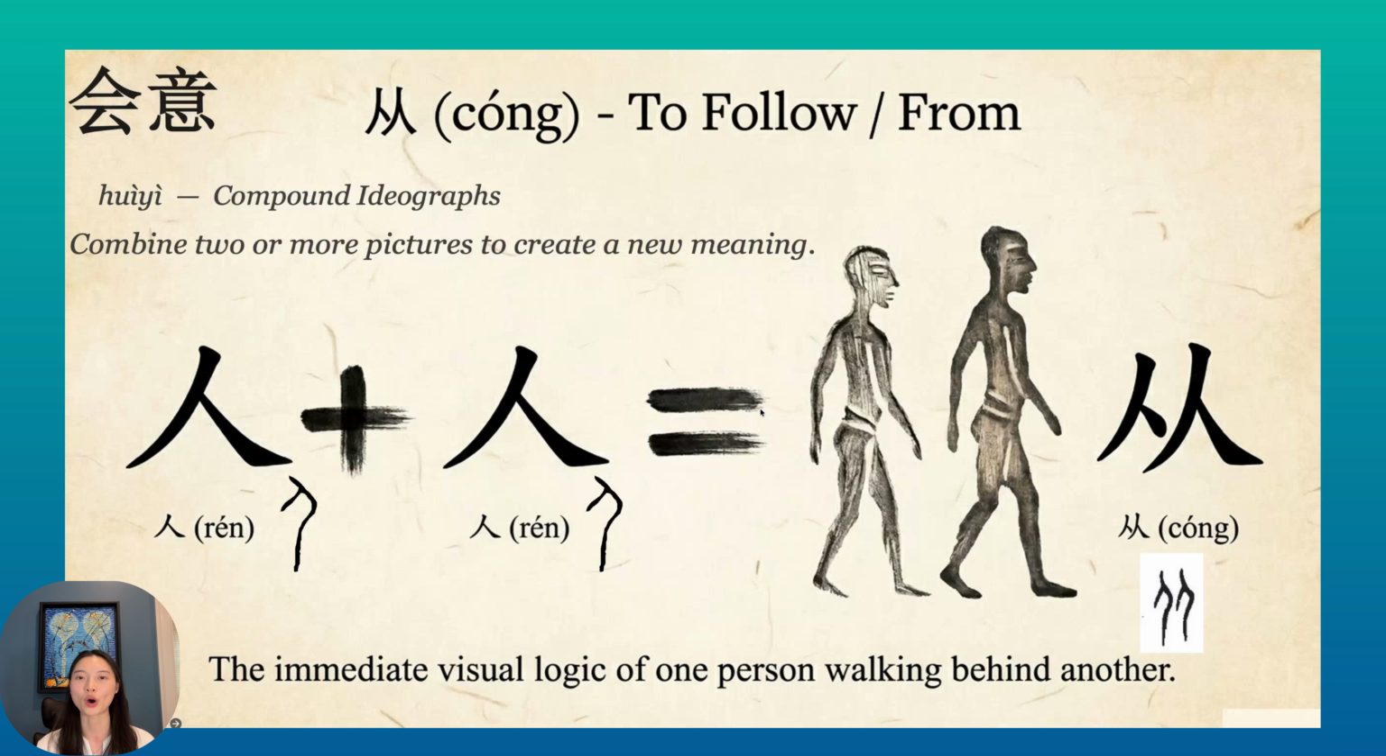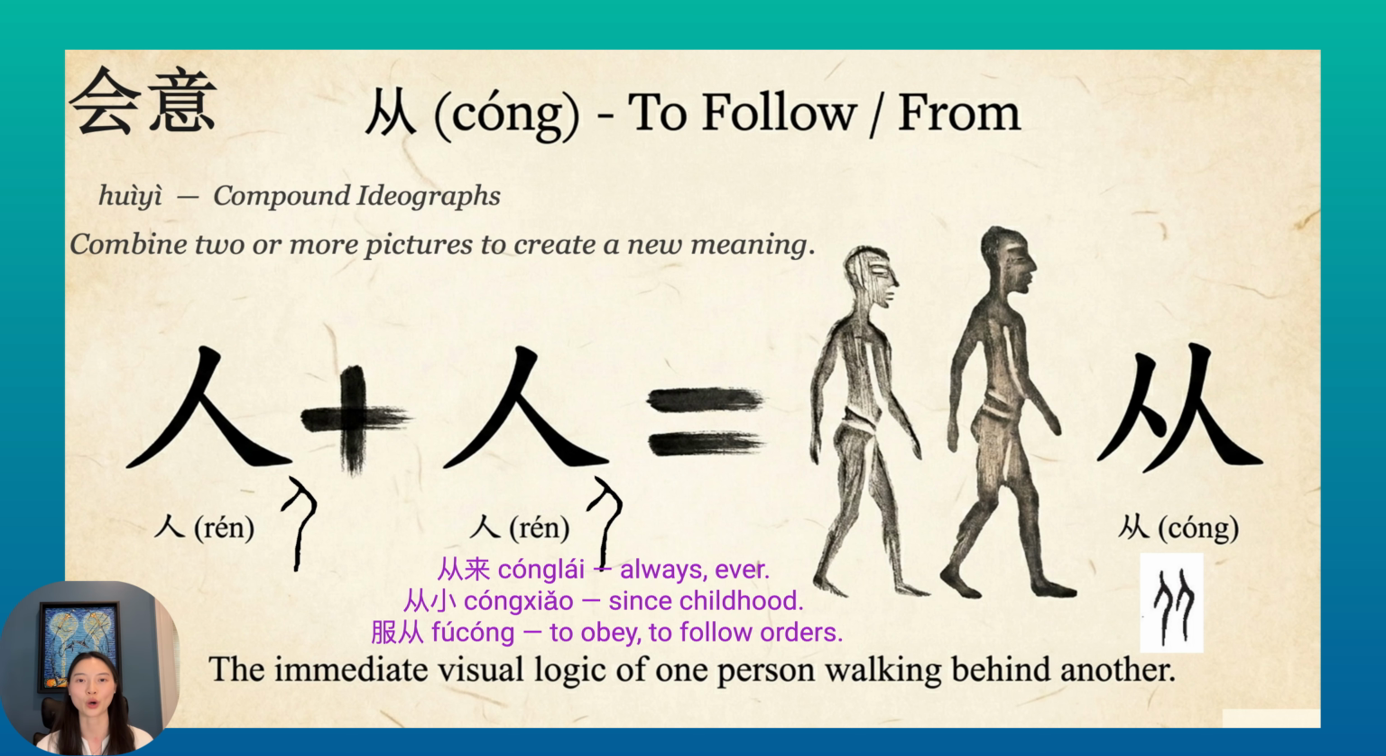Next one, 从, to follow. Person plus person equals 从, follow. In the archaic script, 从 shows one person walking behind another, one figure leading, one following. The visual logic is immediate. When one person follows another, that is 从, to follow. 从来, since always. 从小, since childhood. 服从, to obey, to follow orders.